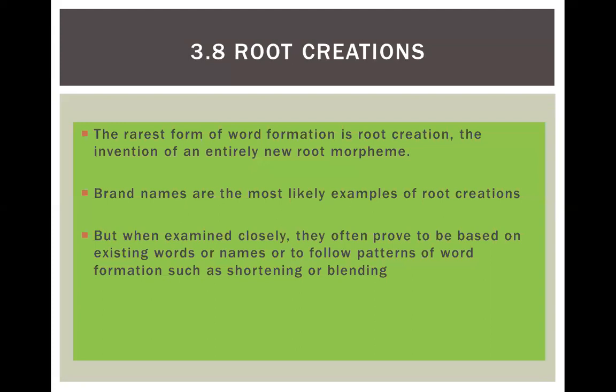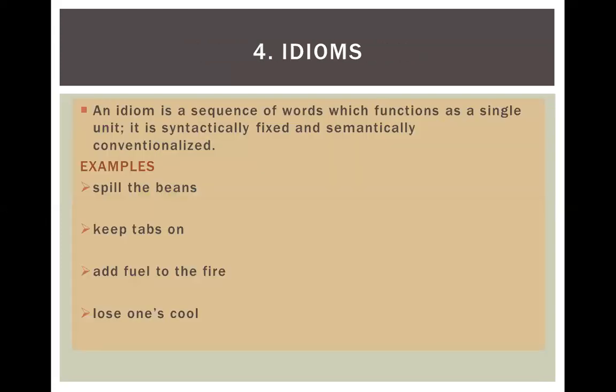The rarest form of word formation is root creation, the invention of an entirely new root morpheme. Brand names are the most likely example of root creation, but when examined closely, they often prove to be based on existing words or names or to follow patterns of word formation such as shortening or blending.